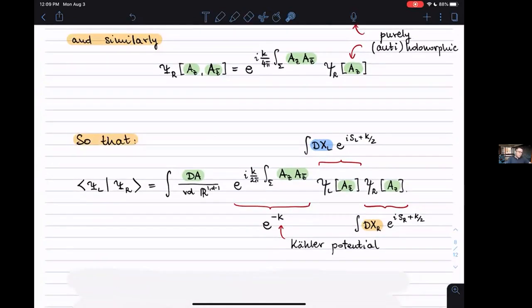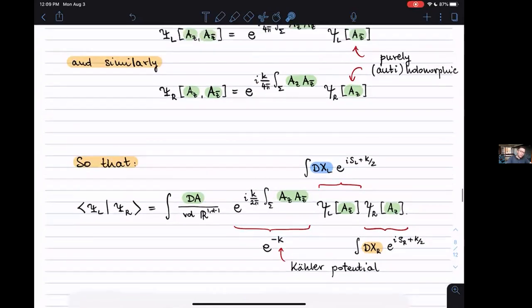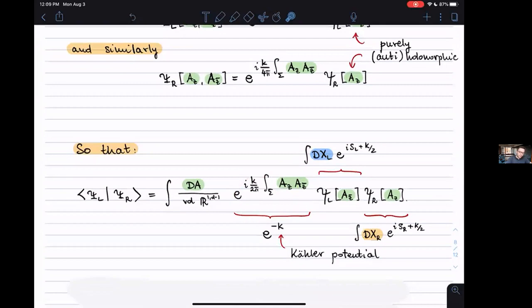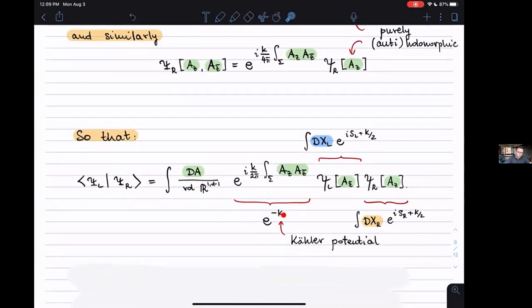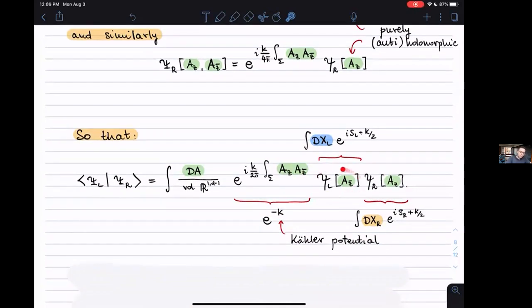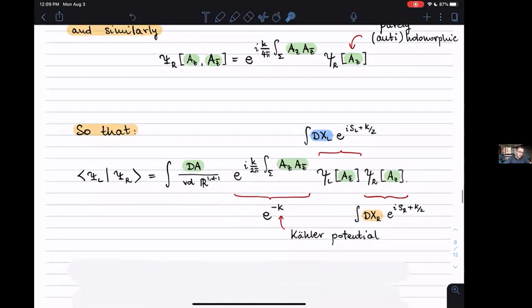Okay, so now we can write the bracket of our two wave functions in the following way. We have once again the path integral over the gauge field. Then there will be these two pieces that are just products of these two. There's this piece up front, and usually this is related to something called the Kähler potential of our Riemann surface. That's what goes up front. And then there will be a factorization of holomorphic and anti-holomorphic modes into these two wave functions.